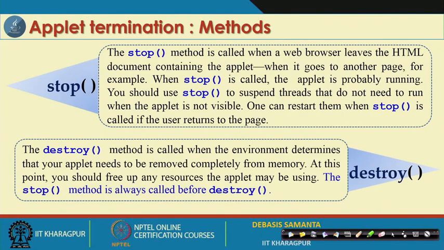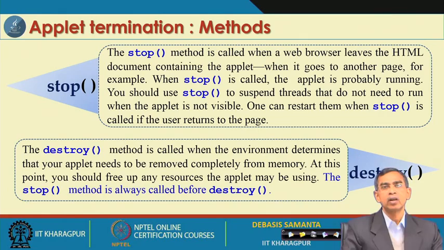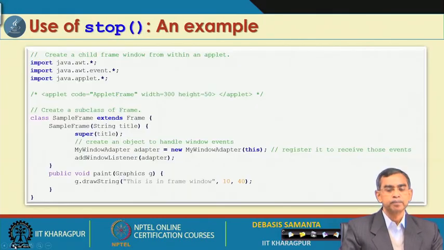Once the destroy method is used in your applet program, and whenever this method is invoked, it will be completely removed from the memory, and whenever you open the browser again we have to reload it. But if you do not use destroy, stop means it will stay in the memory, not completely removed or destroyed. So, destroy completely kills the execution of an applet.